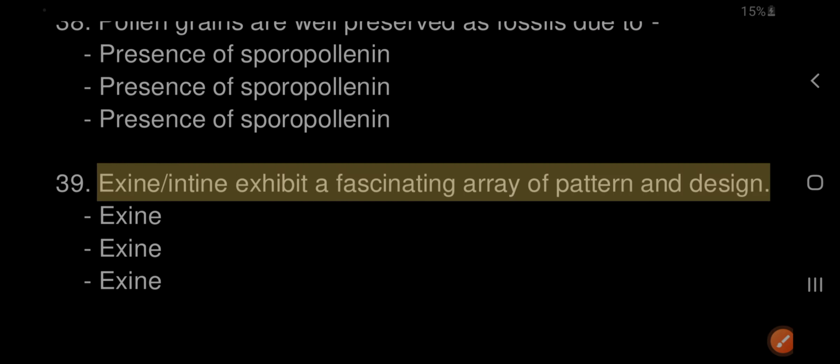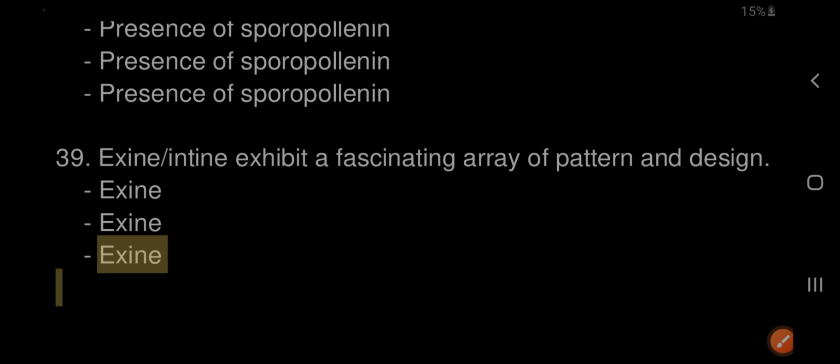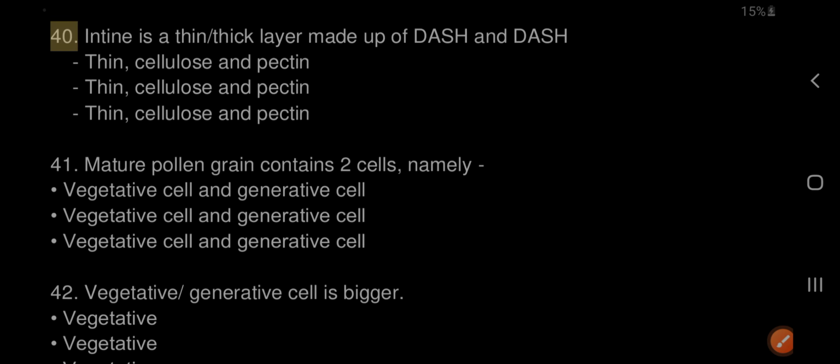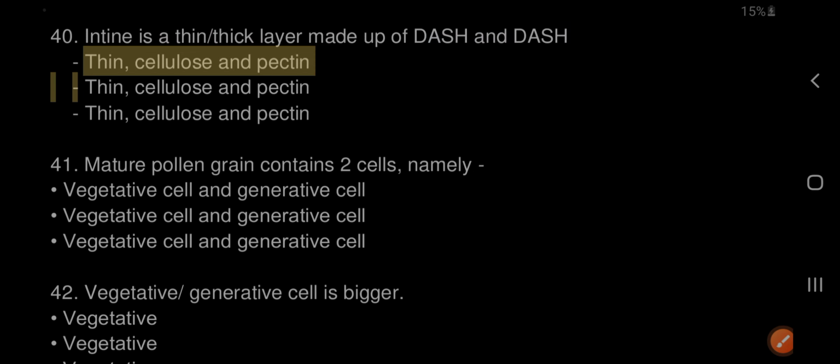39. Exine, intine exhibit a fascinating array of pattern and design. Exine. 40. Intine is a thin, thick layer made up of dash and dash. Thin, cellulose and pectin.